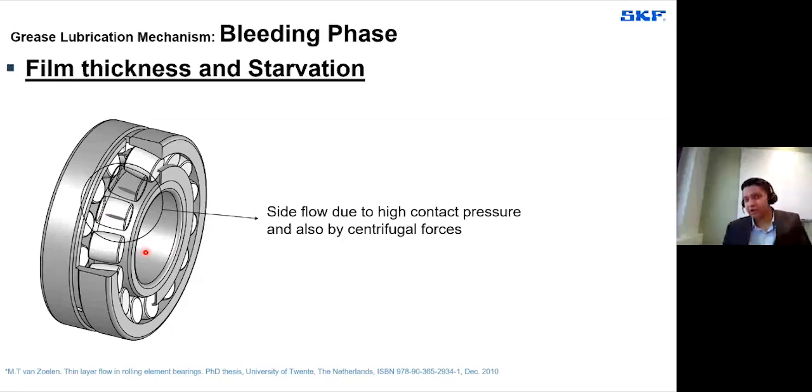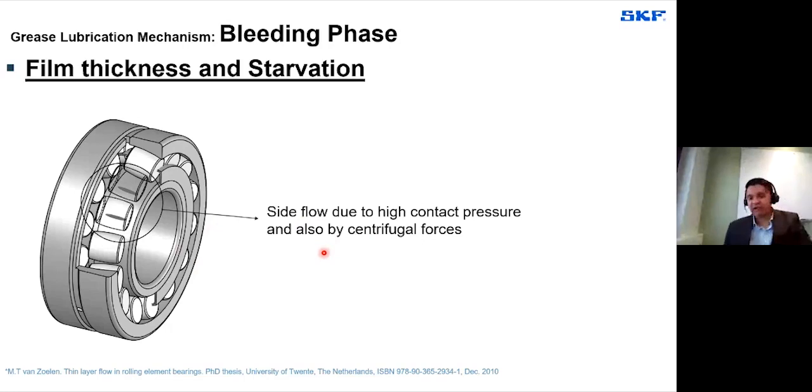And this is also very common in certain bearing types, like if you're using an SRB, spherical roller bearing, or even an angular contact bearing. So this kind of movement of the side flow is a very common phenomenon.